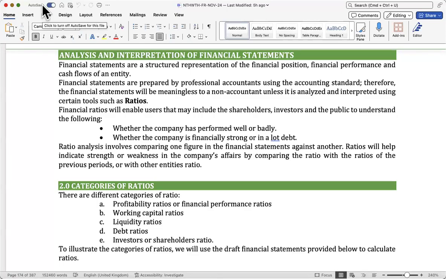Today, we are going to be looking at analysis and interpretation of financial statements. Analysis and interpretation of financial statements.